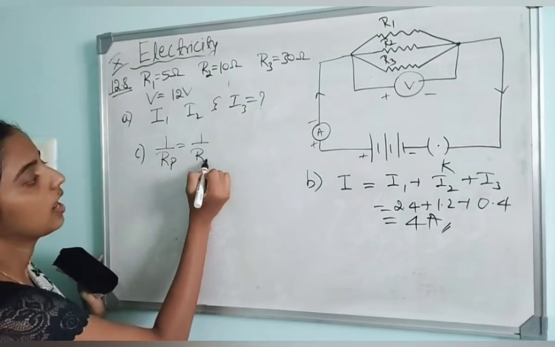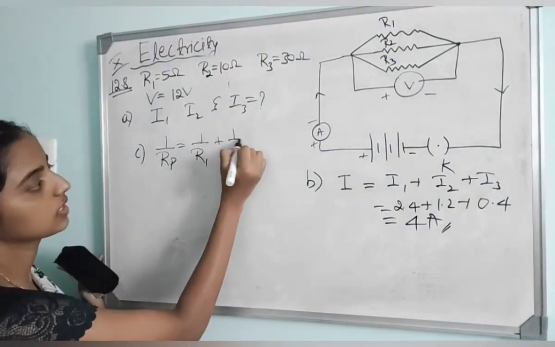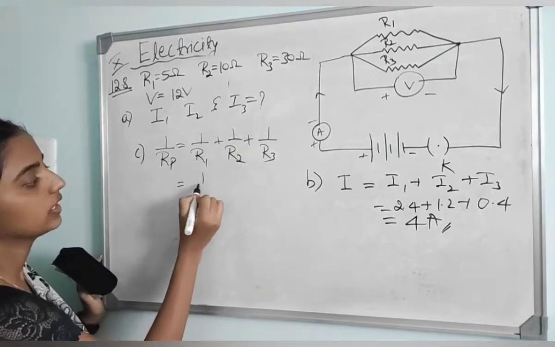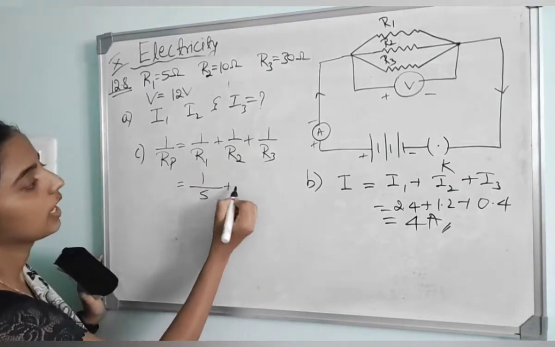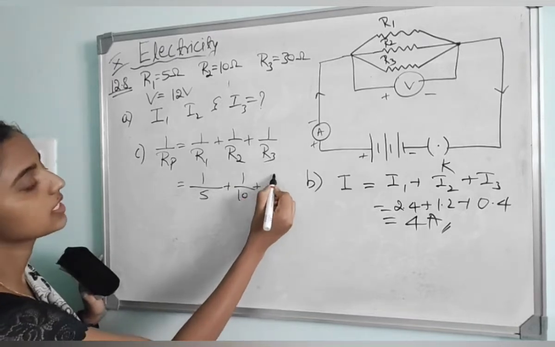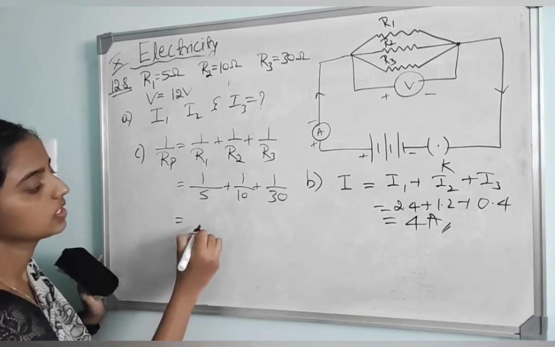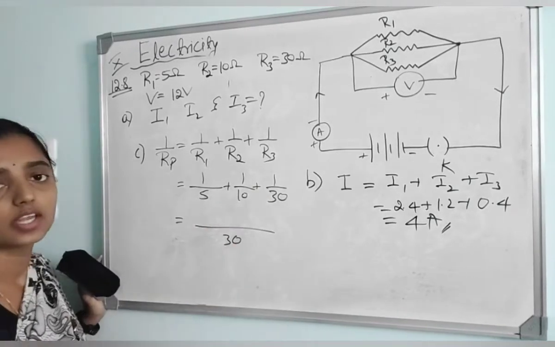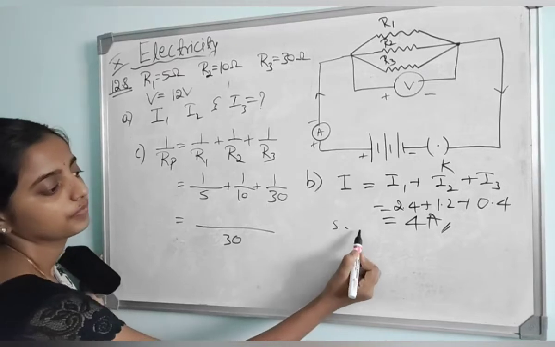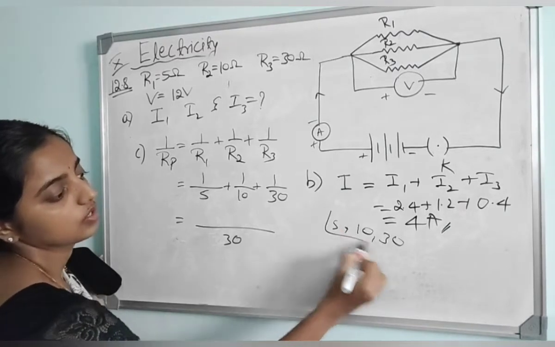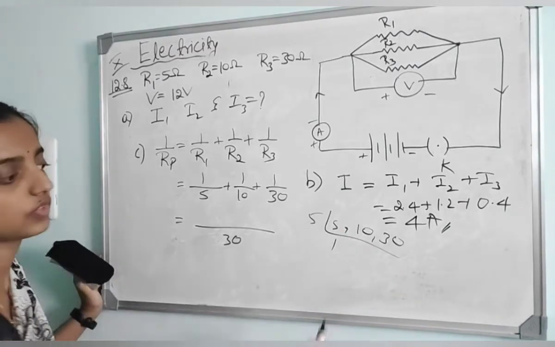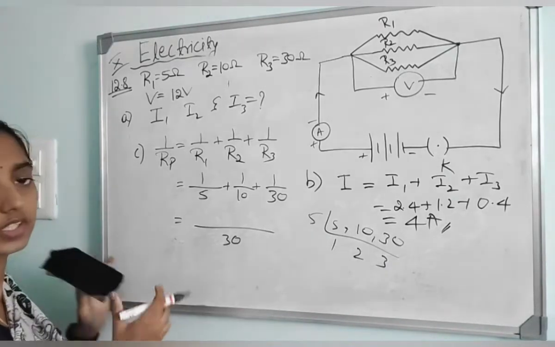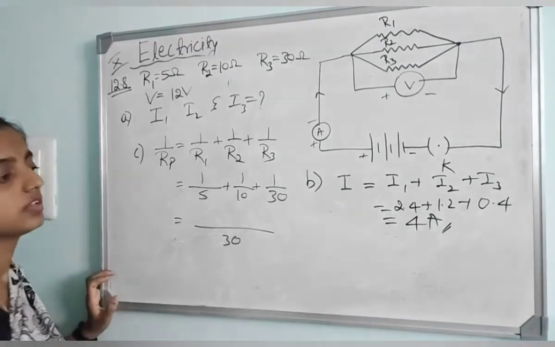1 by R1. Since we have three resistors, let us take it as R1, R2 and R3. So write down, R1 is how much? 5, and R2 is how much? 10. The next, R3 is 30. So here you need to take the LCM. Take the LCM here. How much will you get? 30. LCM and all you know, right? 5, 10, 30. So 5 ones are 5, 2s are 10, 3s are 30, and that will be in your denominator.